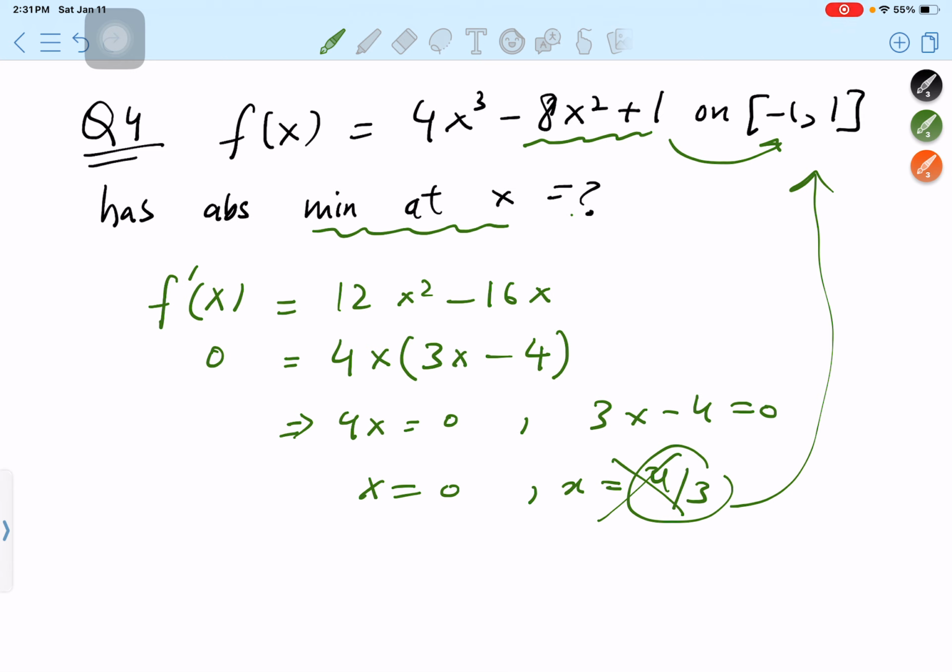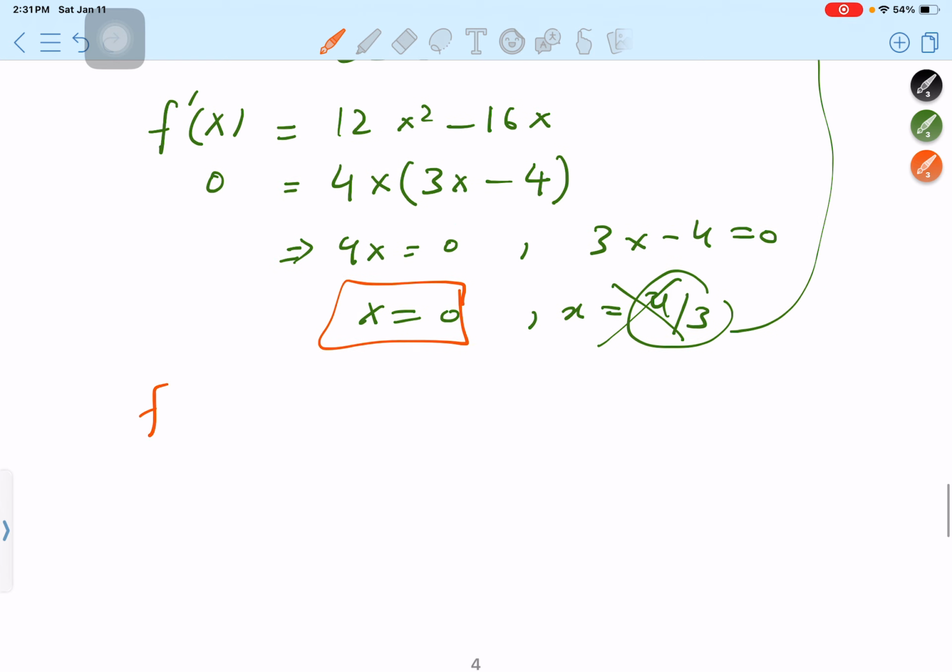So now I just have to evaluate the function at this one critical point along with the endpoints. Again, the biggest value would be the absolute max, and the smallest value is going to be the absolute minimum. This only works if your function is continuous over the closed interval, which it is. So we have to evaluate the function at negative 1, at positive 1, and at 0, the one critical point that we kept.